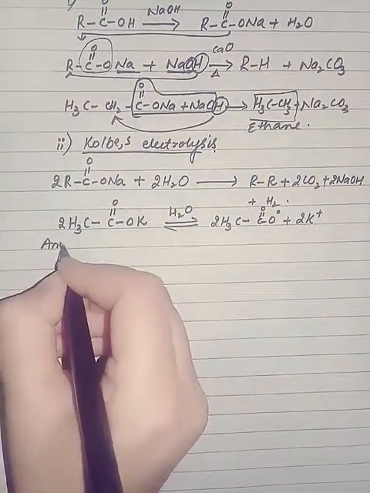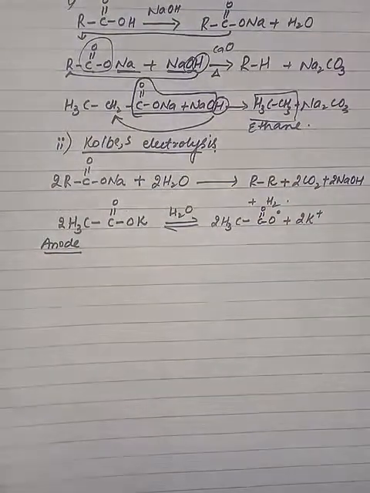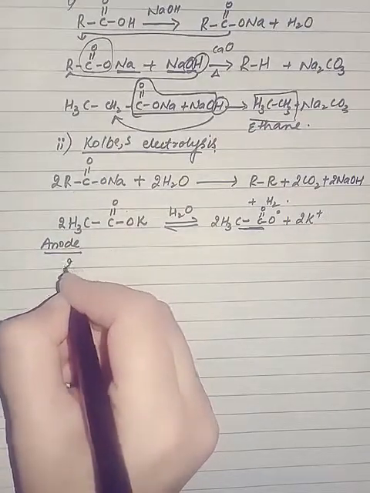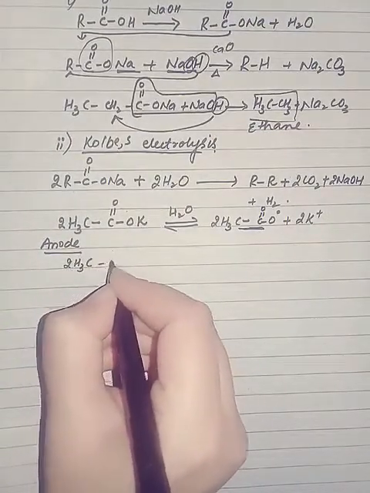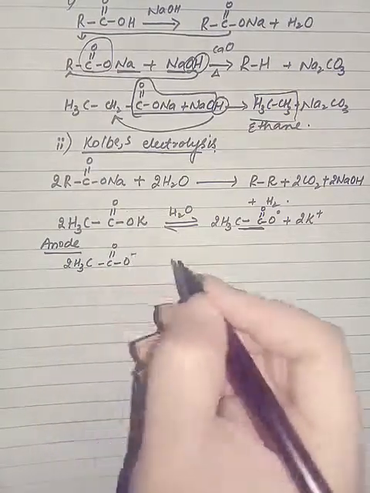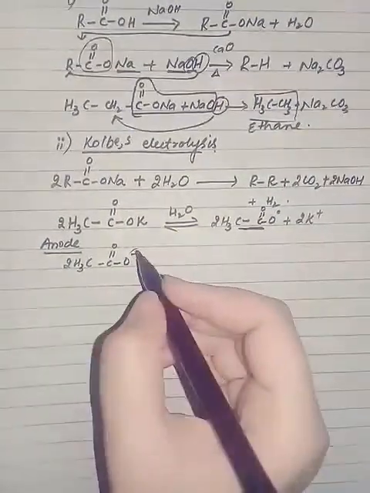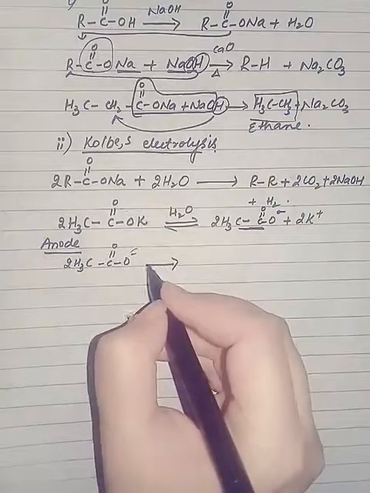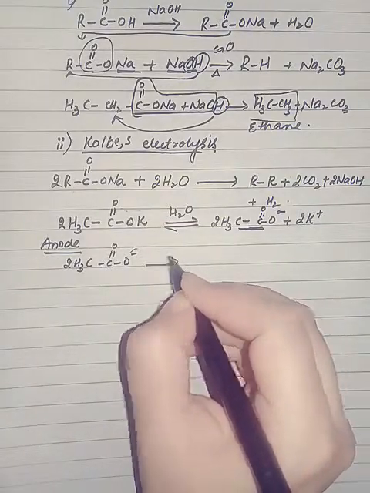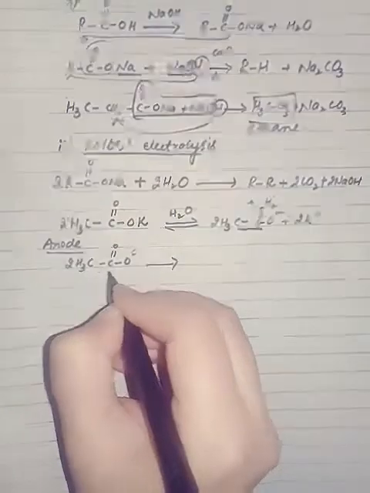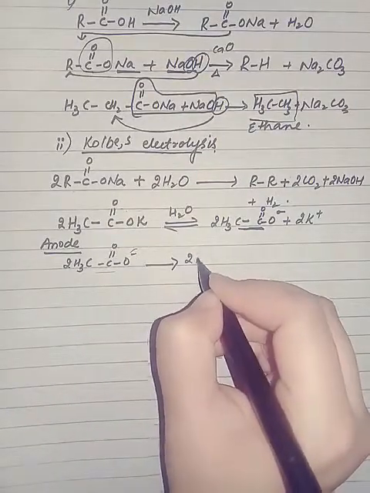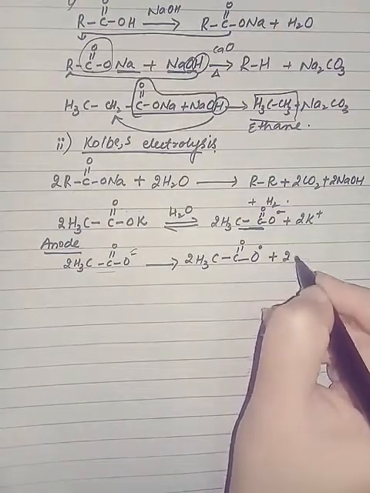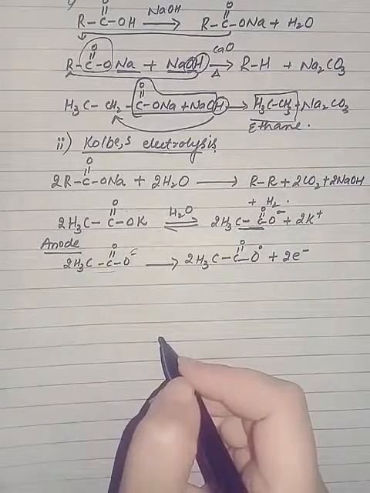Now first of all, the anode reaction. At the anode the anions will come. This is the anion, so this will come here. This dot and this show the negative charge. It will be converted into a radical. This charge will be removed and this will be left with an electron. Two electrons are removed and two will remain here.